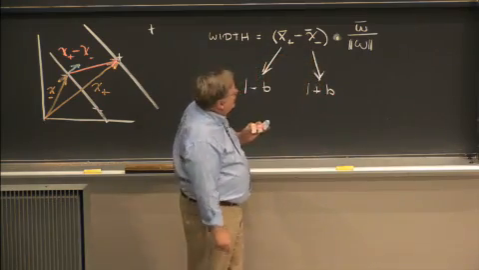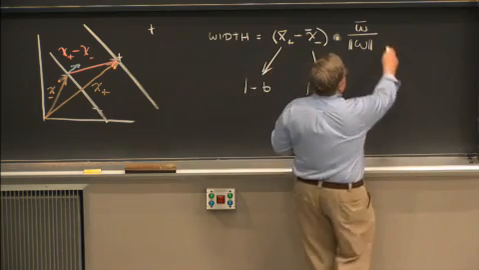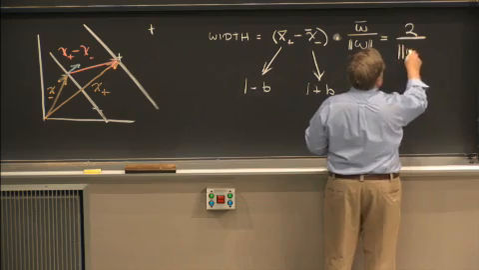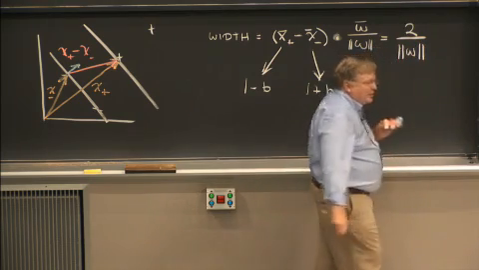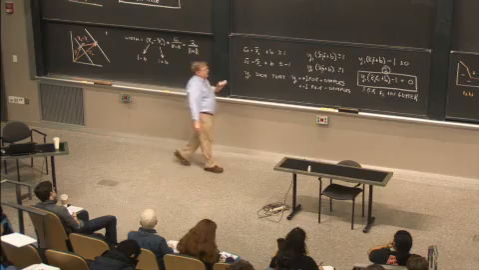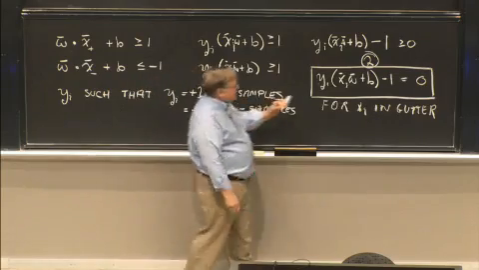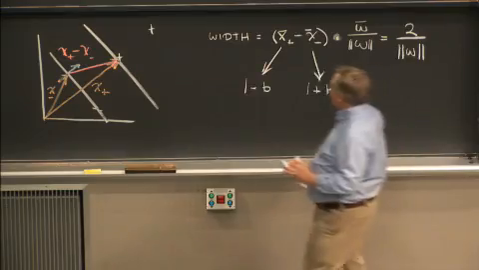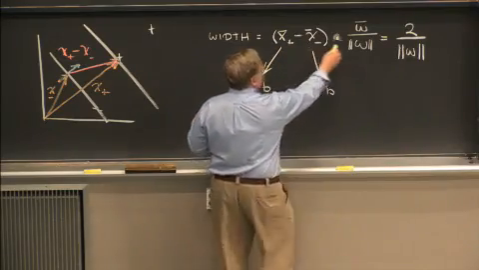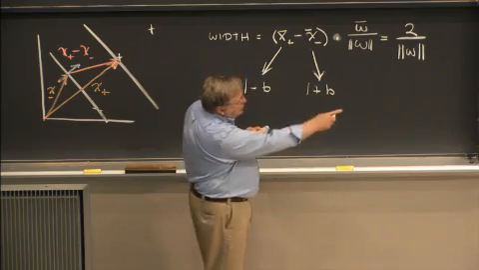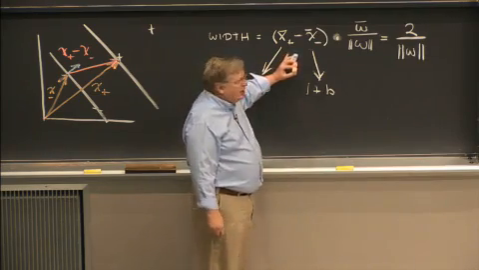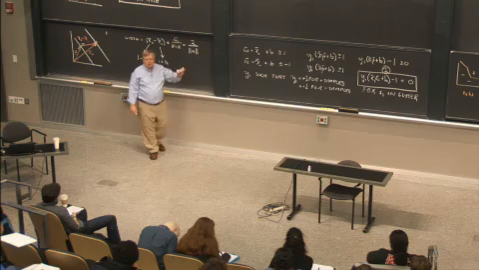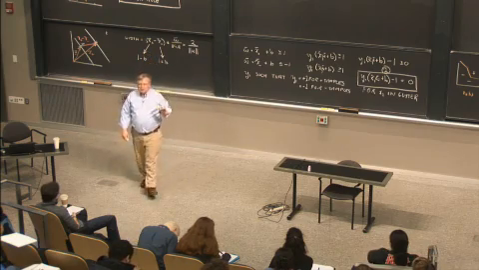Right? So that all licenses us to rewrite this thing as 2 over the magnitude of w. How did I get there? Well, I decided I was going to enforce this constraint. I noted that the width of the street has got to be this difference vector times a unit vector. Then I used the constraint to plug back some values here, and I discovered to my delight and amazement that the width of the street is 2 over the magnitude of w.